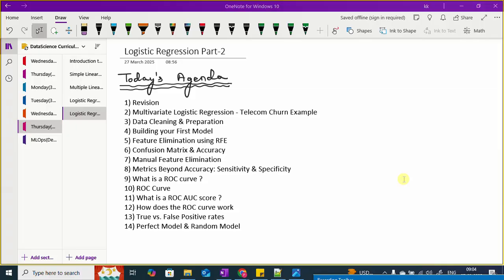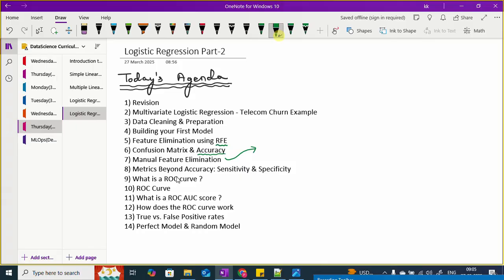Then we'll see how we take care of the data cleanup activity, data pre-processing or preparation. Then we'll build a model. Then we'll see feature elimination using RFE. What is RFE and all that, I'll discuss as part of our journey. Then we will see the confusion matrix, which I started in the last class, giving some idea, some glance. We'll see metrics beyond accuracy. We'll talk about accuracy and the manual feature elimination technique. We'll see what the different techniques are to manually eliminate features which are not required for us.